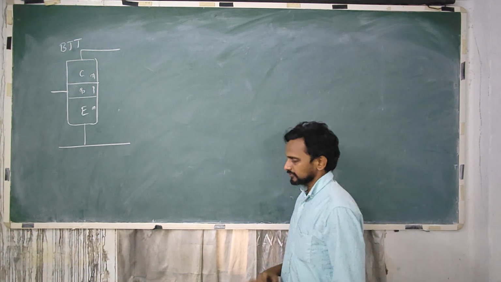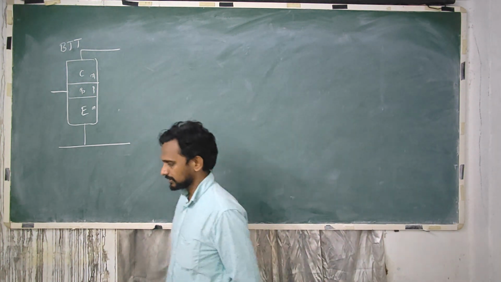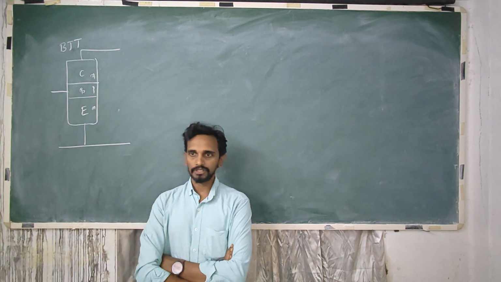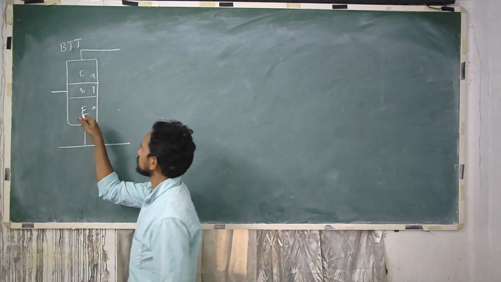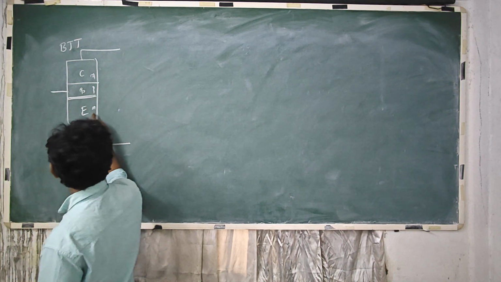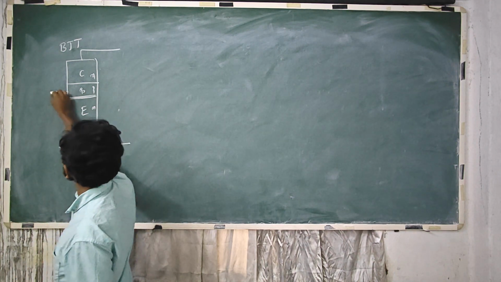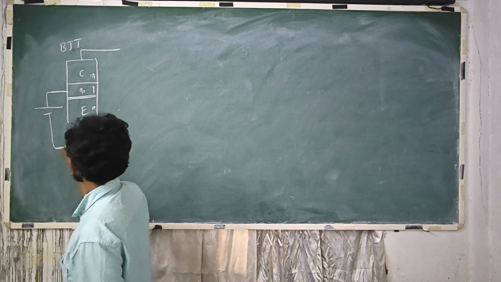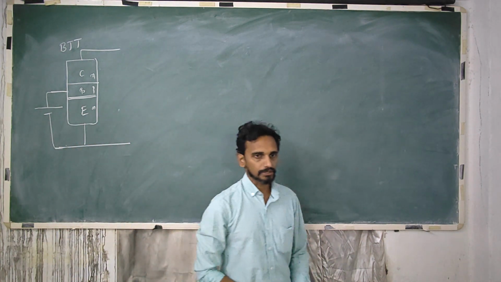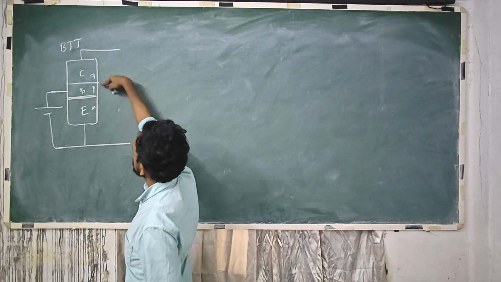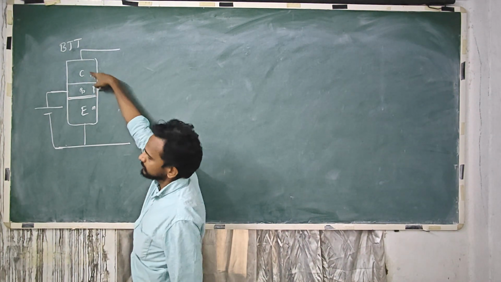Okay. So especially for amplification type of applications, we need to keep this emitter base junction in forward bias. So let's say this is NPN transistor, we have to give positive potential to base and negative potential to emitter. This emitter base junction must be forward bias and collector base junction must be reverse bias.